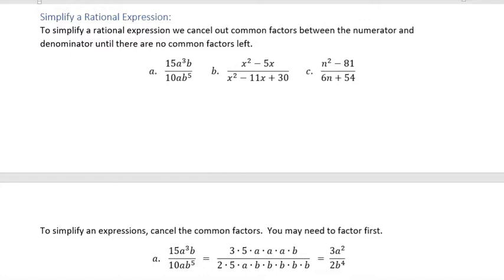In this video, we're talking about simplifying a rational expression. To simplify a rational expression, we cancel out common factors between the numerator and denominator until there are no common factors left. I'm going to do these three examples for this.